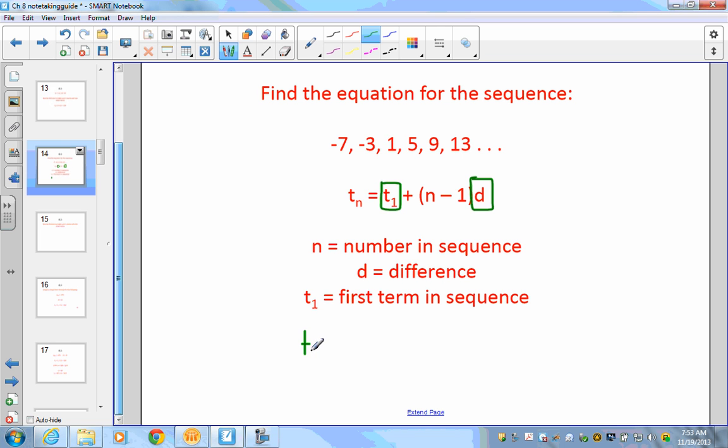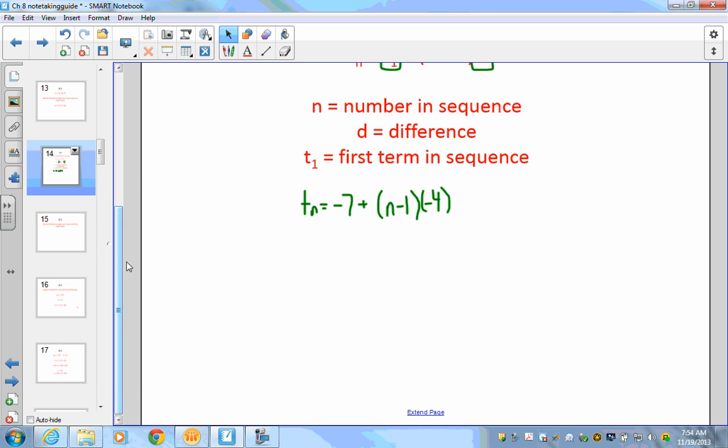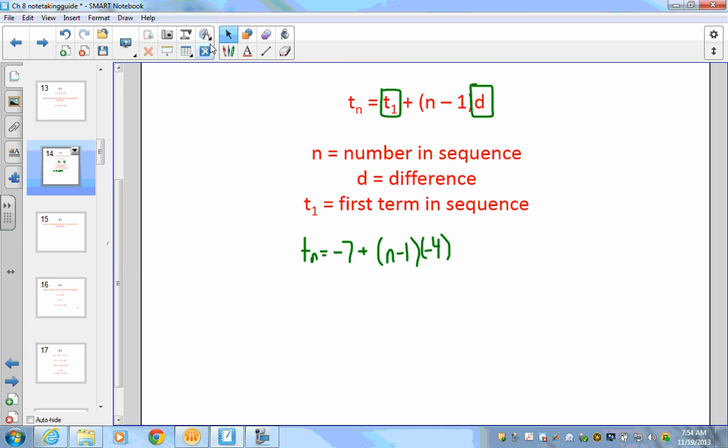So I'm going to say T of n is equal to -7, which is my first number, plus n minus 1 times, in this case, -4 for our common difference. The reason I'm putting this in parentheses is because this is a negative 4 and not subtraction of 4. It's a reminder to me that I am multiplying, not subtracting.